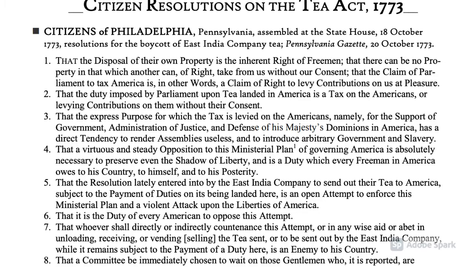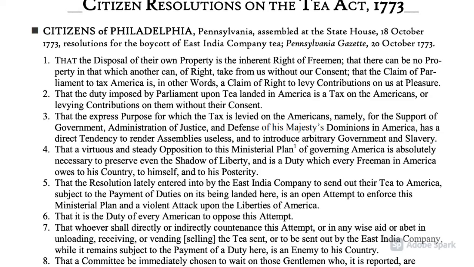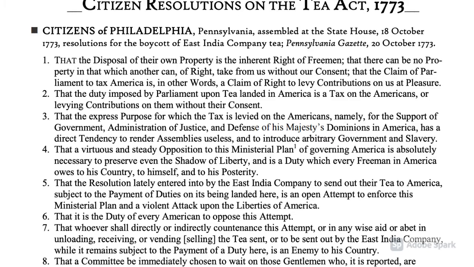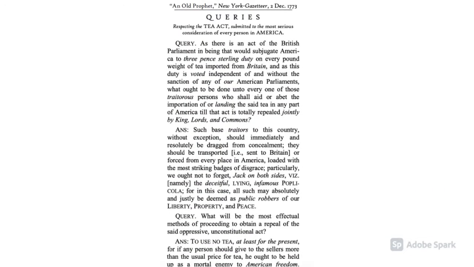Circling back to number 7 here, which says, whoever shall directly or indirectly countenance this attempt, later on goes to say, is an enemy to his country. So again, this is really seen as the tipping point that leads to the Boston Tea Party, as the citizens of Philadelphia especially are starting to feel that they are an independent country and that they're being misrepresented from Great Britain. This source is from a debate in the New York Gazetteer on the 2nd of December, 1773, so just about 2.5 weeks before the Boston Tea Party took place.